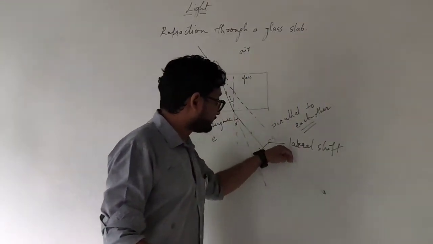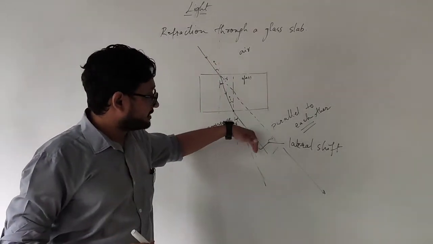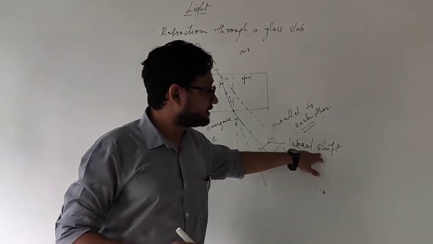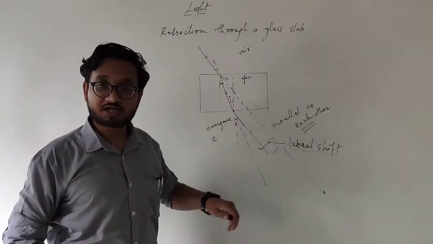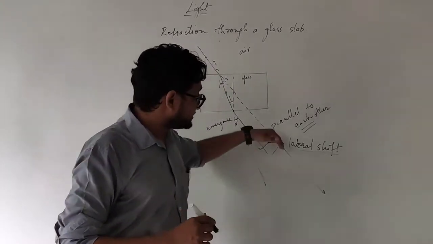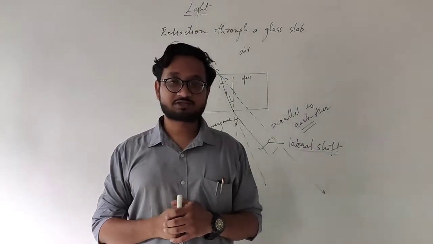And the distance between the two parallel paths is called lateral shift. That is its original path and its new emergent path. This distance is called lateral shift. I hope it is clear to you, students.